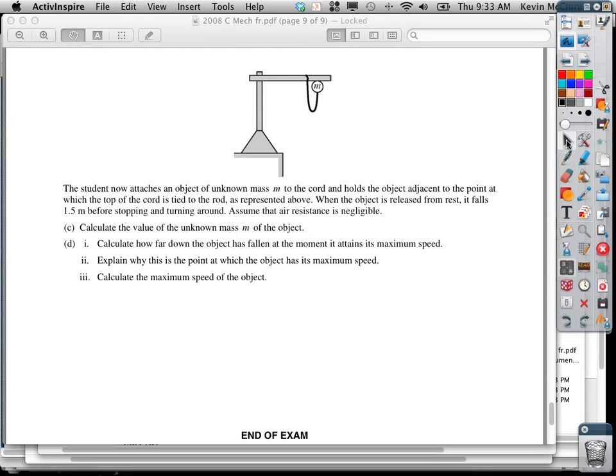All right. So part D, calculate how far the object has fallen at the moment it attains maximum speed. Remember this? This is just like that spring problem on the incline. And as Josh reminded us, this occurs when the sum of the forces is 0. So all you have to do is write the force statement that gives you the sum of the forces is 0, and then you should be able to find it.